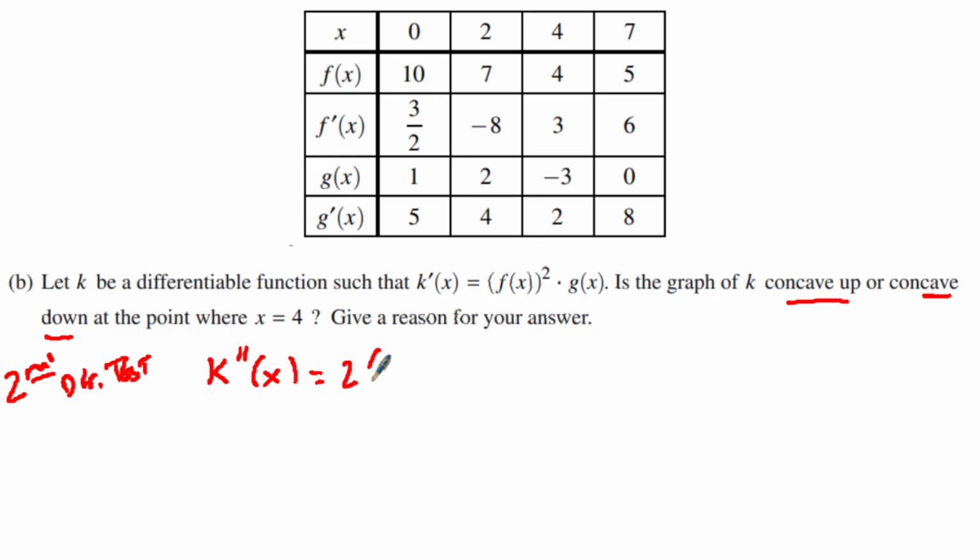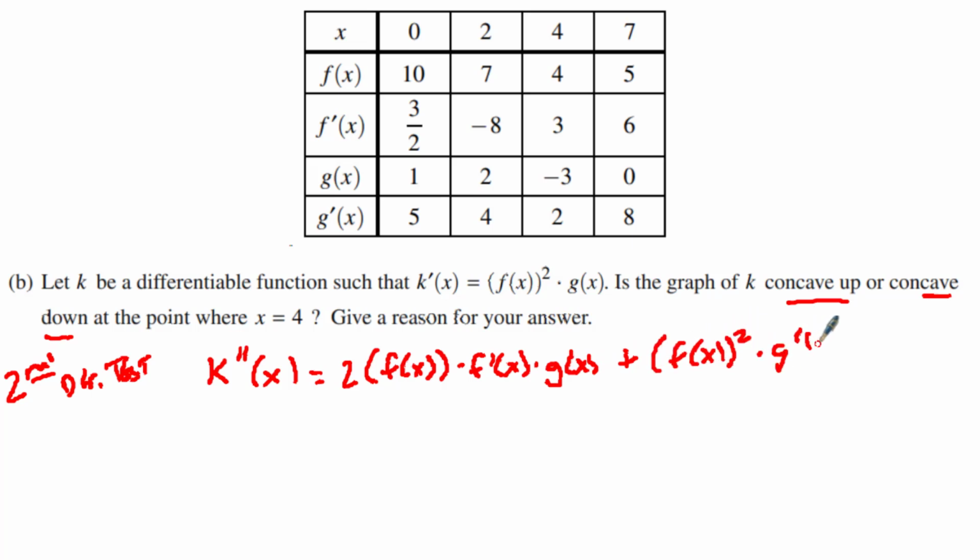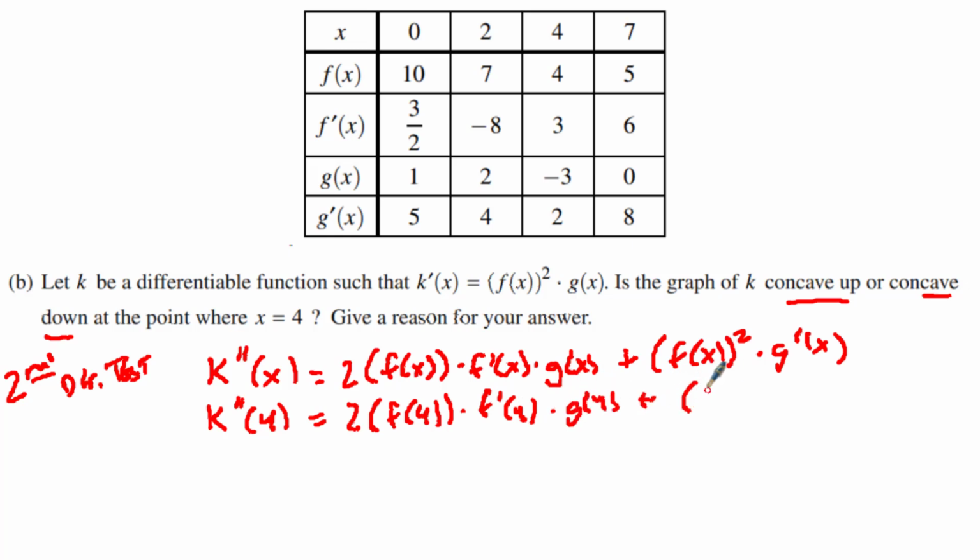So I'm going to have to do 2 times f of x to the first power times f prime of x times g of x plus, I keep the first guy there, f of x squared times g prime of x. And now I want to know what's happening at 4. So I have 2 times f of 4 times f prime of 4 times g of 4 plus f of 4 squared times g prime of 4. And I'm looking for k prime prime of 4.